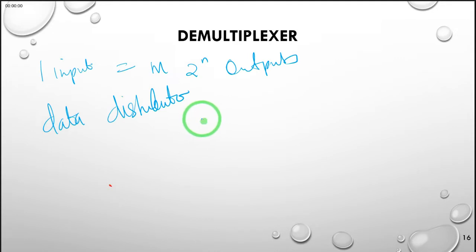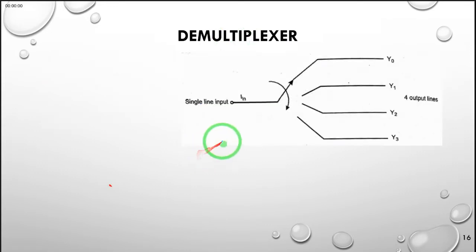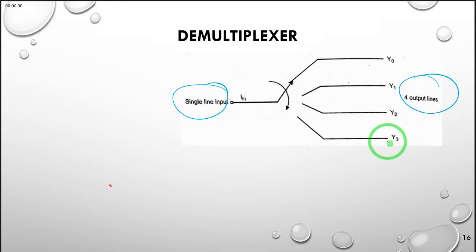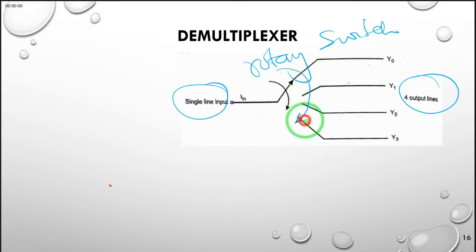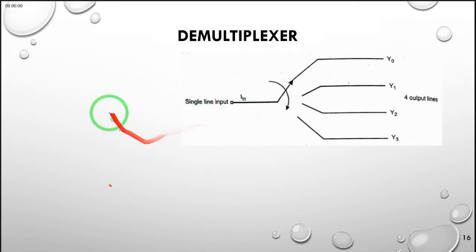The easiest way to visualize what we are talking about is using the analogy of a mechanical demultiplexer. A mechanical demultiplexer would look like this. There is one input line and there are multiple output lines, and then we have a rotary switch that can connect any of the available output lines to our single input line. Of course, we do not work with a mechanical switch.